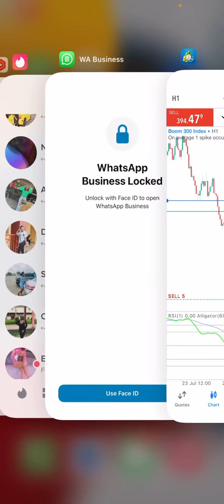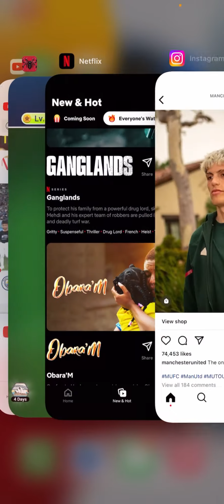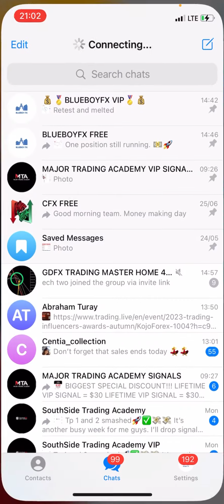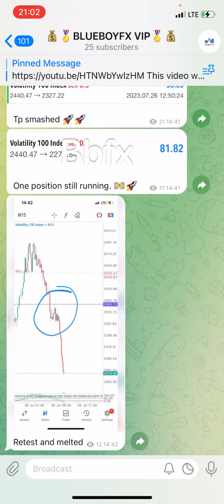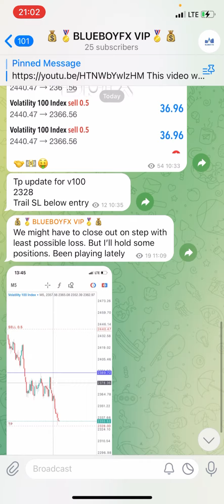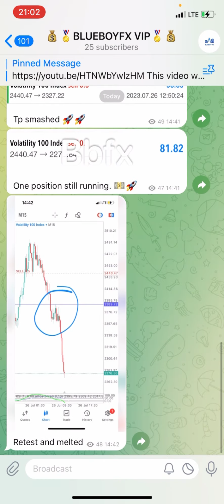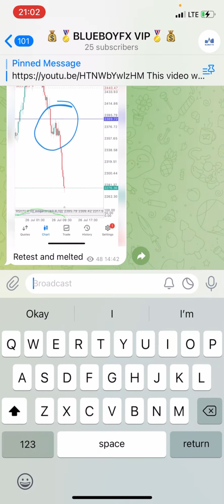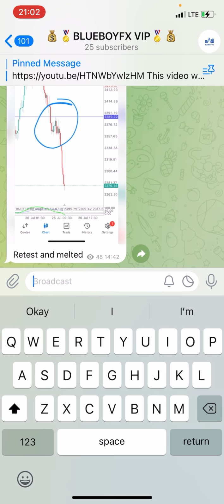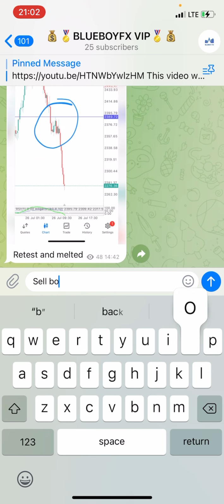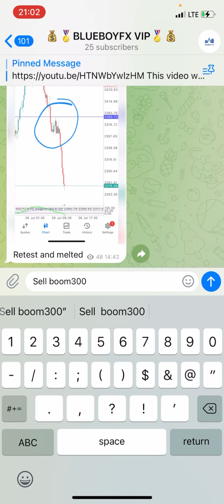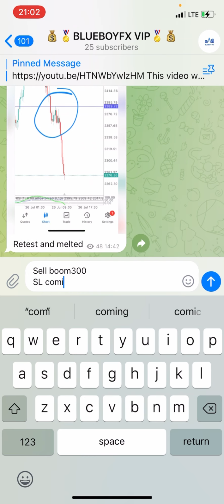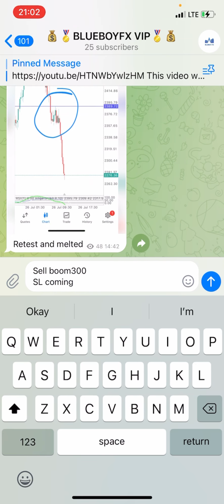So let's go to the VIPs. We're going to be giving them this trade. We got into a trade earlier today and we hit our TP, so this is it. But right now I'm going to be giving them this to sell the Boom 300. I'll be giving them the SL later.